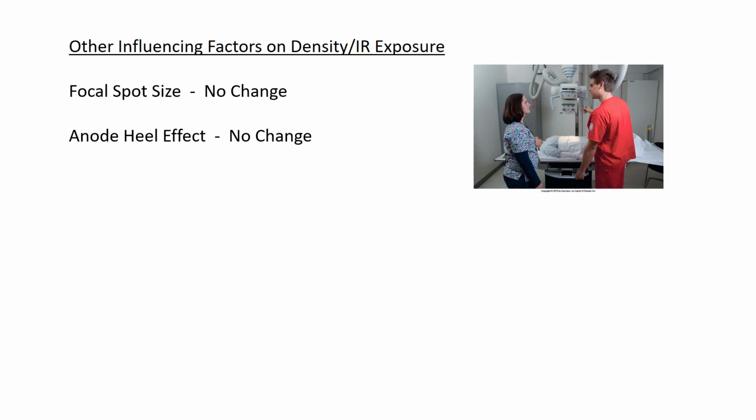Other influencing factors on density and IR exposure. Well, what can we change when we change a technique? One thing we can change is the focal spot size. If I go from small focal spot to large focal spot, it really shouldn't do anything to the density or IR exposure. You'll see when we get into detail that it has a big effect on detail, but not so for density. The anode heel effect: Carlson says there's really no change. You might say, wait a minute, isn't the beam more intense on the cathode side versus the anode? It is, but if you look at it in an overall image, it really doesn't change the density that much. So Carlson considers the anode heel effect as having really no change on IR exposure or density.